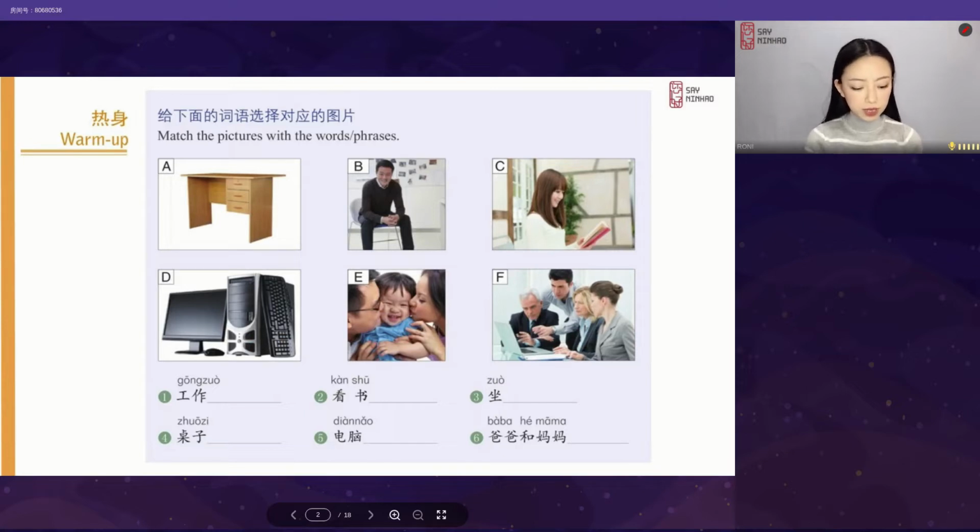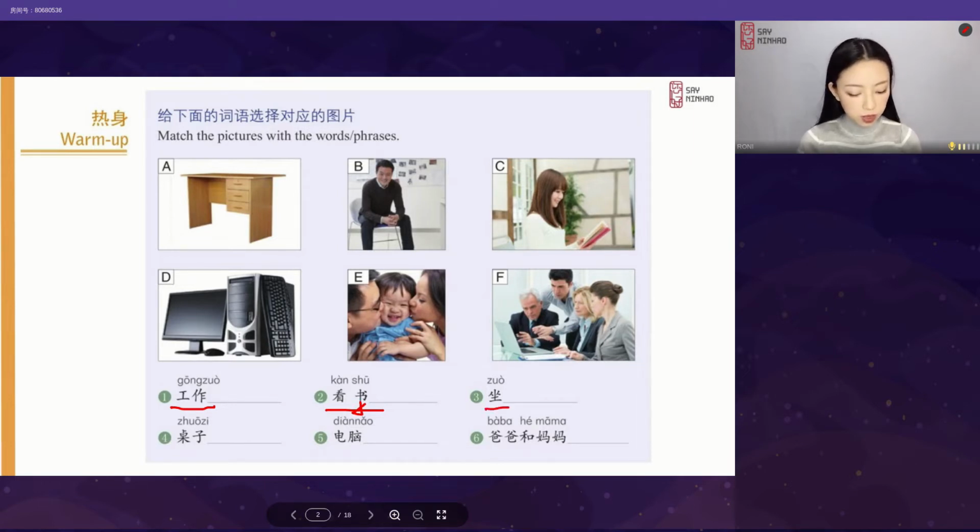And first, let's see, this one is 工作, which means job. We are really familiar with it already. Okay, next one is 看书. 看, we've learned, means look, watch, read, and sometimes even visit. And 书 means book, so 看书 is read book.